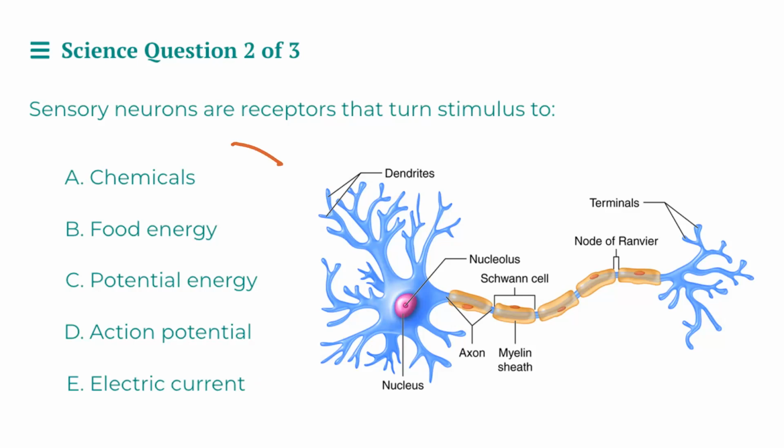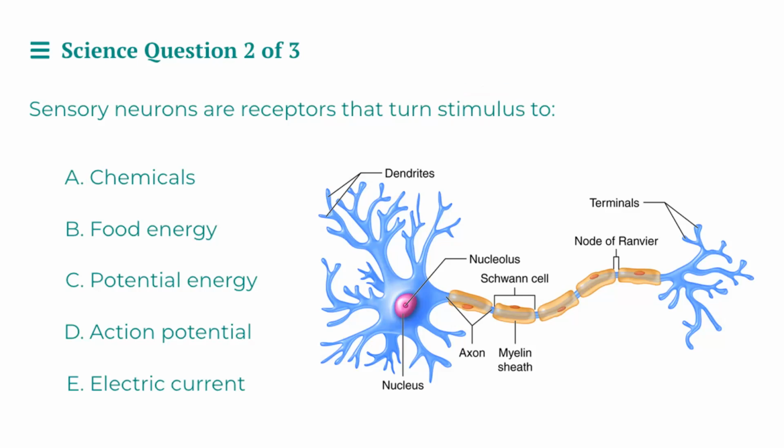So sensory neurons, also known as afferent neurons, can be seen illustrated in the following diagram, which has several of its more important structures labeled. But as the question says, sensory neurons are receptors, and these receptors will turn stimulus into a signal that is sent to the brain for subsequent physiological action. So the question is, when those receptors receive a stimulus, what is that converted into? What is the nature of the signal that is sent to the brain?